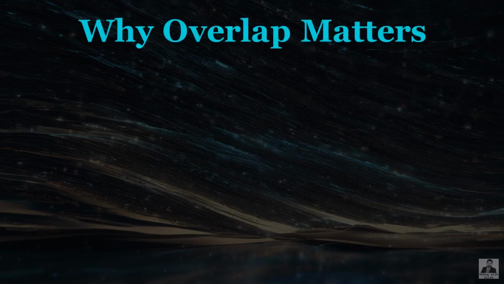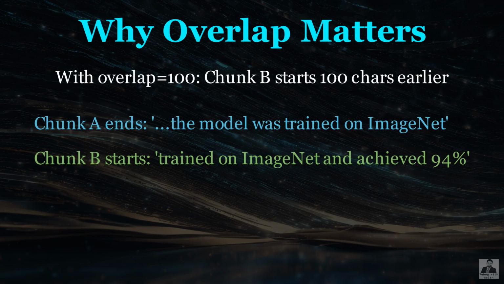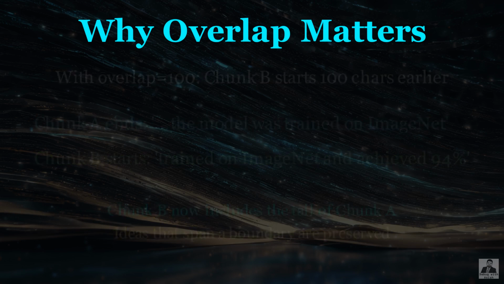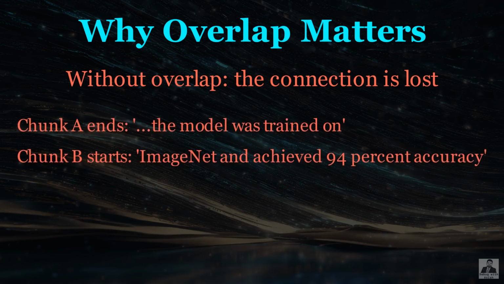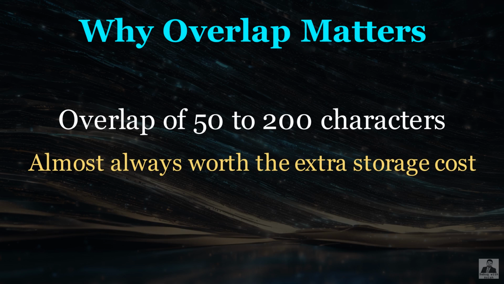This is why fixed-size chunking alone is rarely used in production. Chunk overlap solves the boundary problem. When we set an overlap of 100 characters, each chunk starts 100 characters before the previous one ended. This means any idea that spans the boundary between 2 chunks will appear in at least one of them in full. Without overlap, a key sentence cut across 2 chunks will be incomplete in both. A small overlap of 50 to 200 characters is almost always worth the extra storage cost.